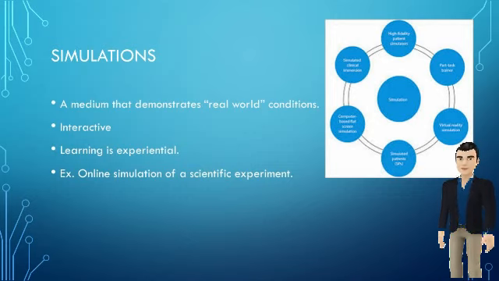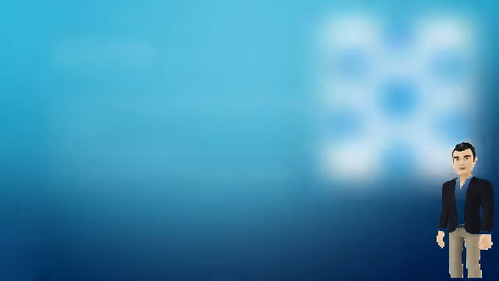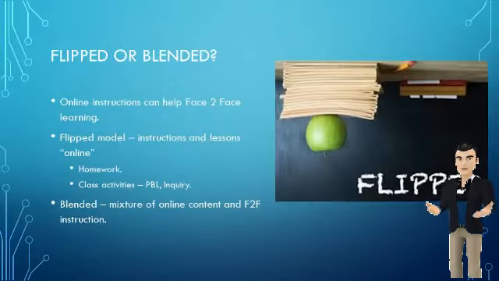There are other things that you've got to consider too. For example, simulations are really important now in the online world. Simulations are a medium that can demonstrate a real-world condition in a simulated environment. So, for example, there could be something interactive, it could be a game. These are really good because they help learners, because learning is experiential when you do a simulation. A really good example is if you're doing a scientific experiment. In an online class, you can't really get everyone to do the same experiment, but if you have an online simulation, the students can all try the experiment in an online way and get the results and report them in the same way.